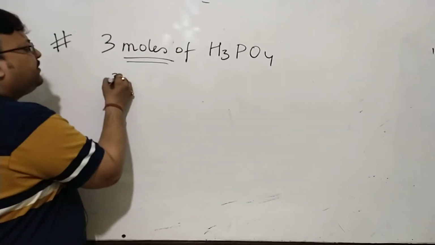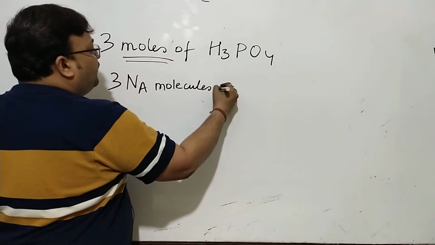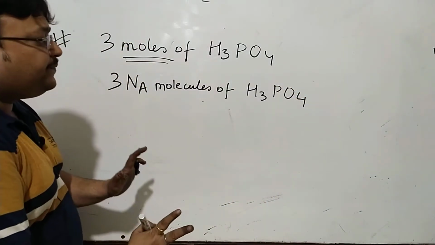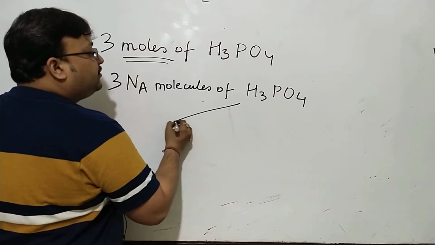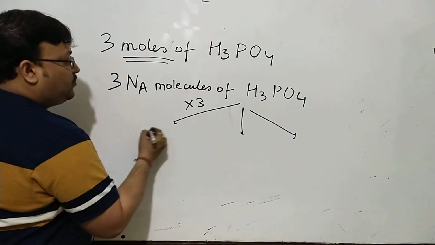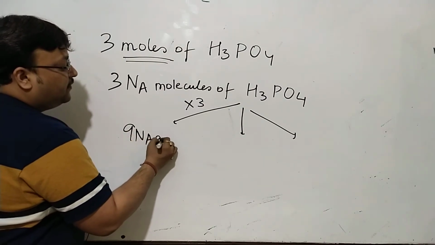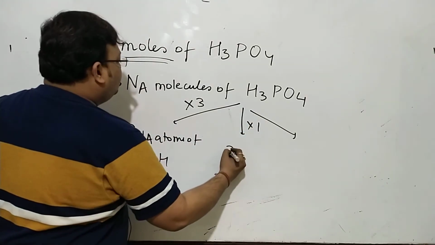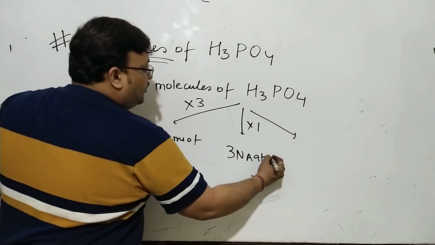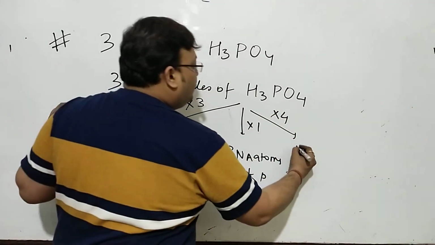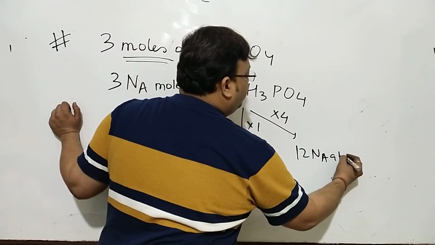3 moles of phosphoric acid will mean 3 Na molecules of H3PO4, and I think by now you have got a hang of it. 3 Na molecules means per molecule 3 into 3, so 9 Na atoms of hydrogen, into 1 this is 3 Na atoms of phosphorus, and into 4 this will be 12 Na atoms of oxygen.